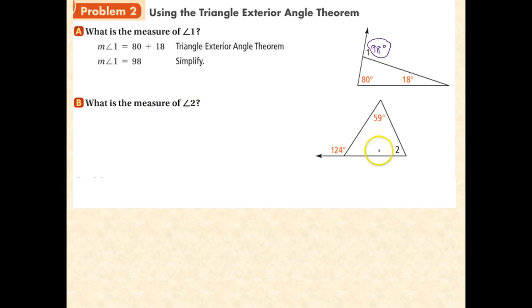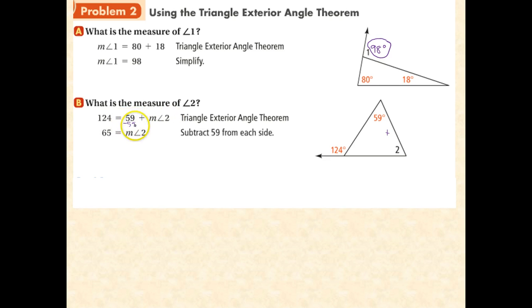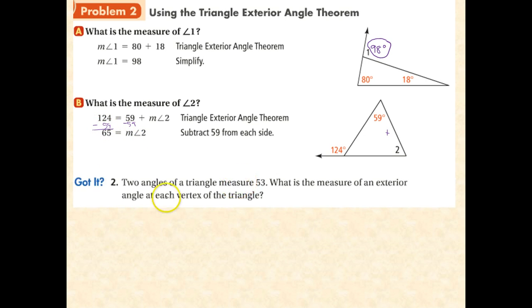What's the measure of angle 2 here? Ooh, that's a little trickier, right? Well, the triangle exterior angle theorem says that the exterior angle equals the sum of the remote interior angles. So 124 equals 59 plus the measure of angle 2. Then we just need to subtract 59 from both sides. And the measure of angle 2 is 65. All right, why don't you pause and see if you got it.